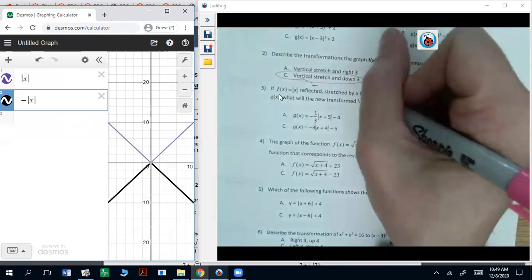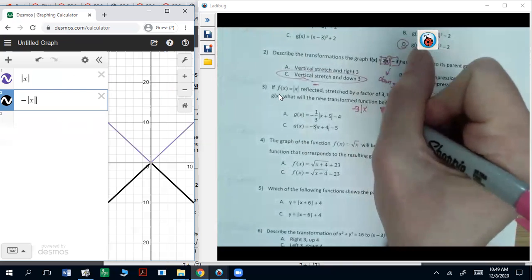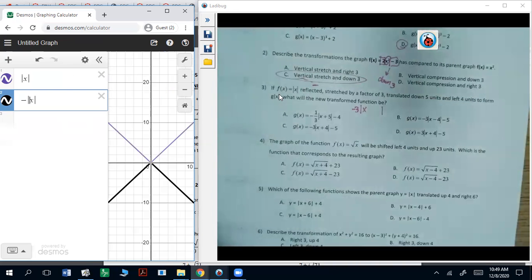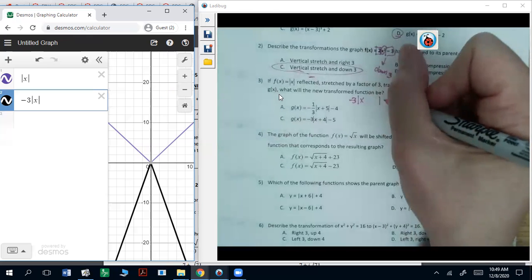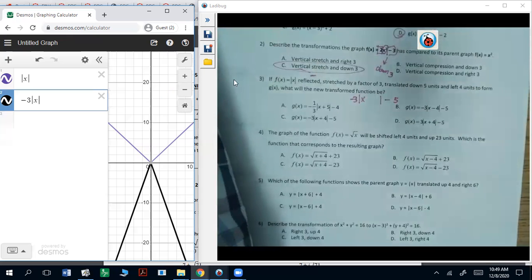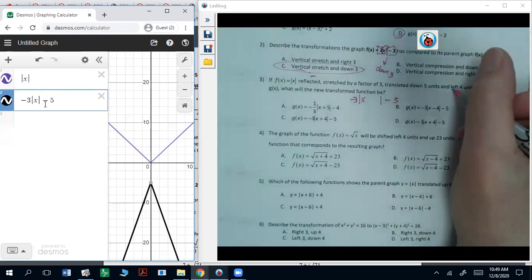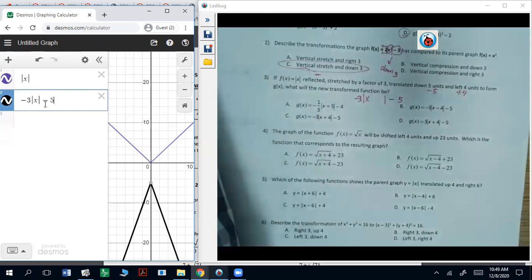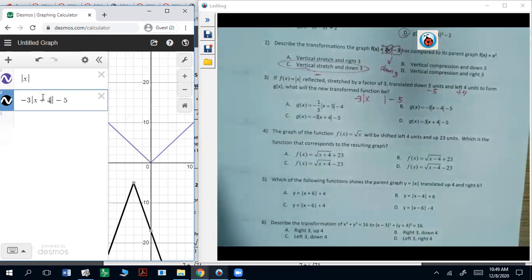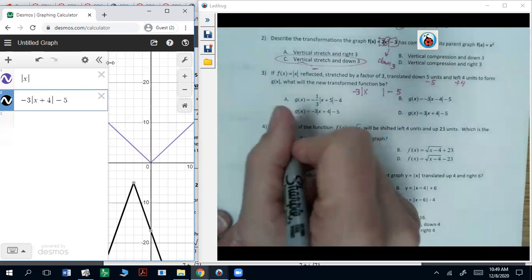If I want it to be stretched by a factor of 3, it's going to have a -3 out front. So we'll put that 3 there, and that'll stretch it out. If I want it to go down 5, I'm going to put -5 at the end. That shifts it down. And if I want it to go left 4, I'm going to put +4 inside. So you can see the new function, -3 plus 4 minus 5.